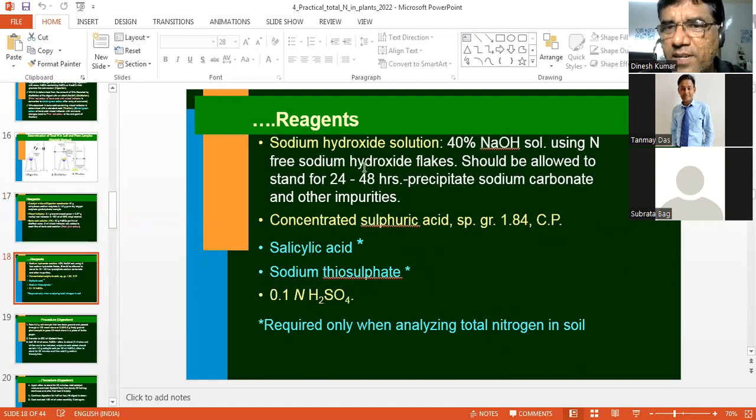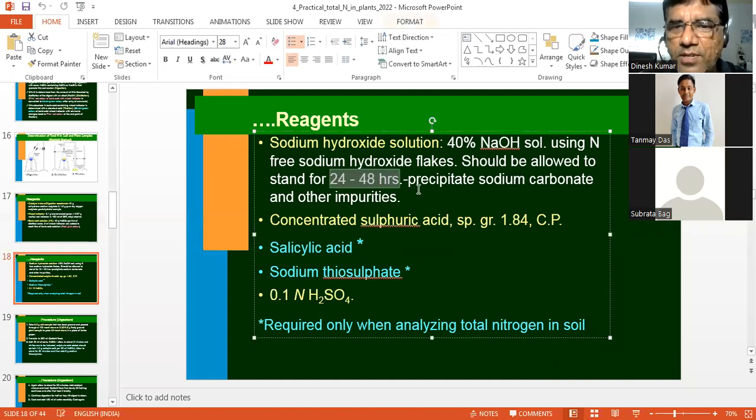Sodium hydroxide for distillation: 40% sodium hydroxide solution using nitrogen-free sodium hydroxide flakes. Flakes are like your finger. It is not in powder form, it is in the form of flakes. It should be allowed to stand for 24 to 48 hours. Students should handle this solution very, very carefully. You can injure your skin or body parts if it spills and comes onto your clothes or any body part. It is a very dangerous chemical.